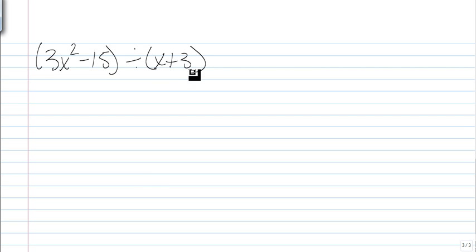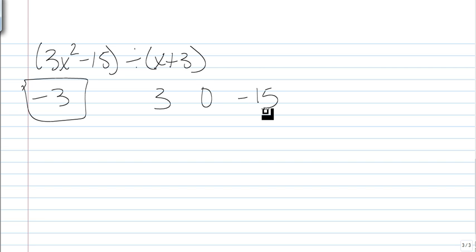Okay, so the opposite of the 3, which is negative 3, is going to go in our box. And now let's write down our coefficients. But look, do we have all of our terms accounted for? No, we don't. We're missing our x term. And remember, just like in long division, when you're missing a term, you put in 0 as your placeholder. So now let's write down all of our coefficients. I have 3. I have my 0 for my x term. And now I have negative 15.